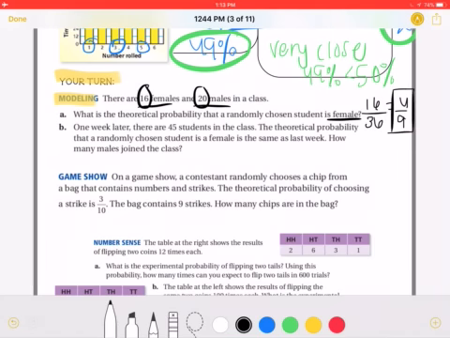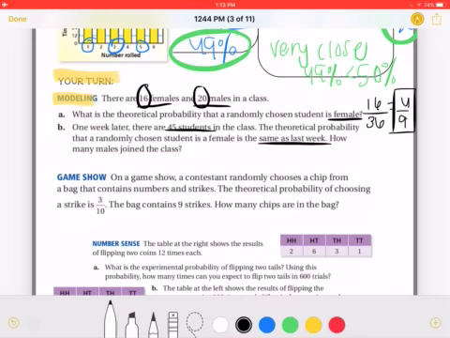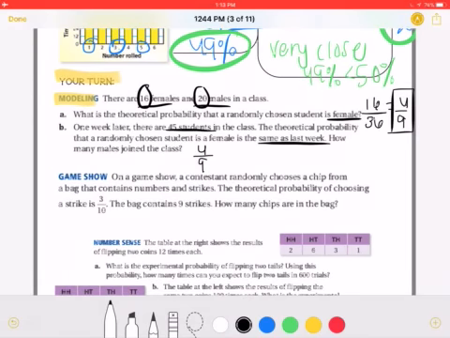1 week later, there are 45 students in the class. The theoretical probability that a randomly chosen student is a female is the same as last week, so it's still 4/9. How many males joined the class? So now we have to be careful. We could figure out, if 4 out of every 9 are females and there's now 45 students, how many of them are females? We could figure that out first.